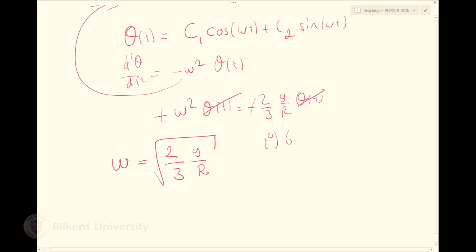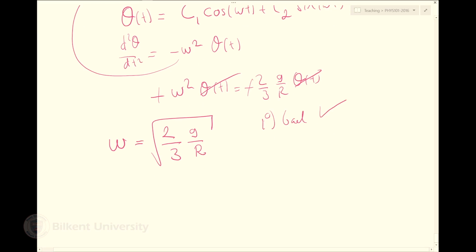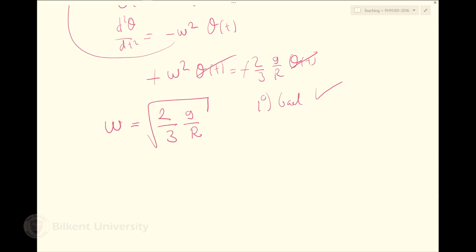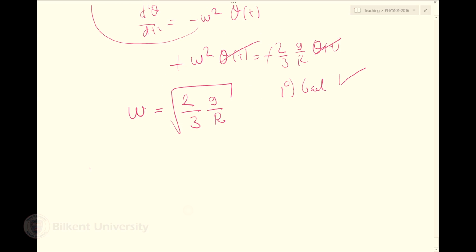Did I reach my goal? No? Okay. So I need to go to frequency. I asked for the frequency of oscillations. You're right. This is angular frequency. The frequency nu was? This is angular, so I need to divide it by 2 pi. So it's going to be 1 over 2 pi times the square root of 2/3 g over r. So now I reached my goal.